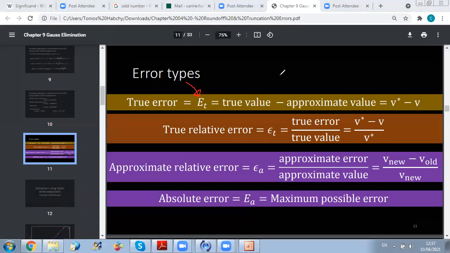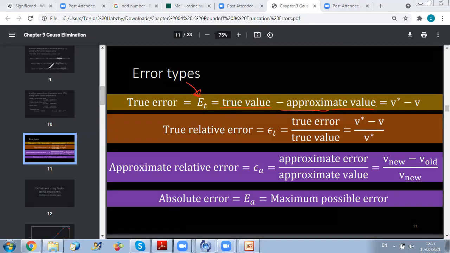Okay. But in this course, in order to understand how numerical methods work, we are taking first examples in case we know the exact value and we want to compare with numerical techniques. So in this case, if you know the exact value and you are doing numerical methods to try to approximate it, then you can calculate the true error as the difference between the true value and the approximate value.